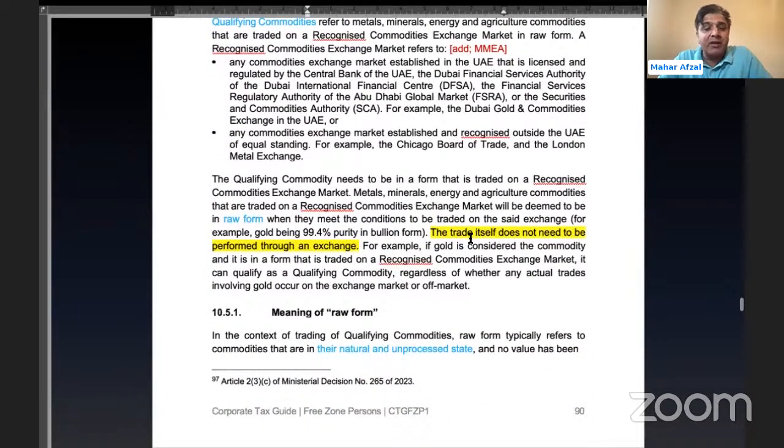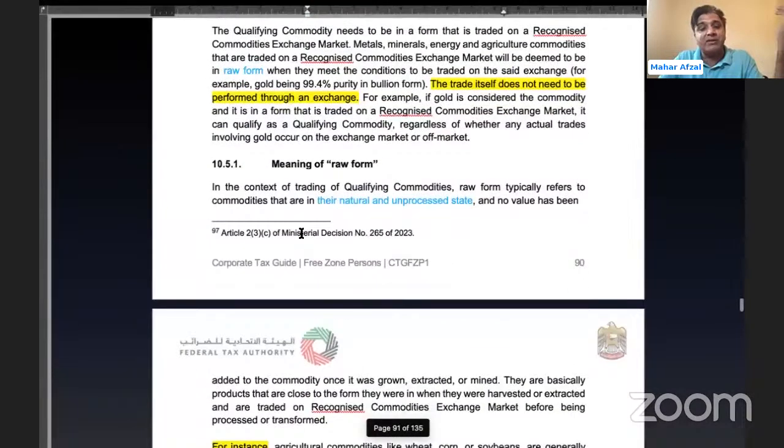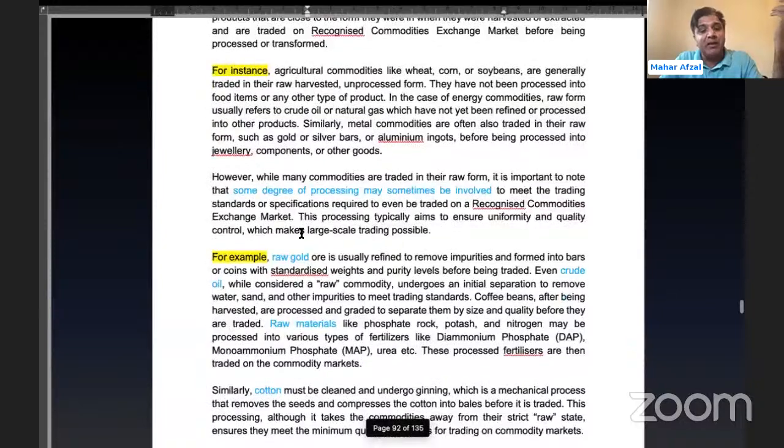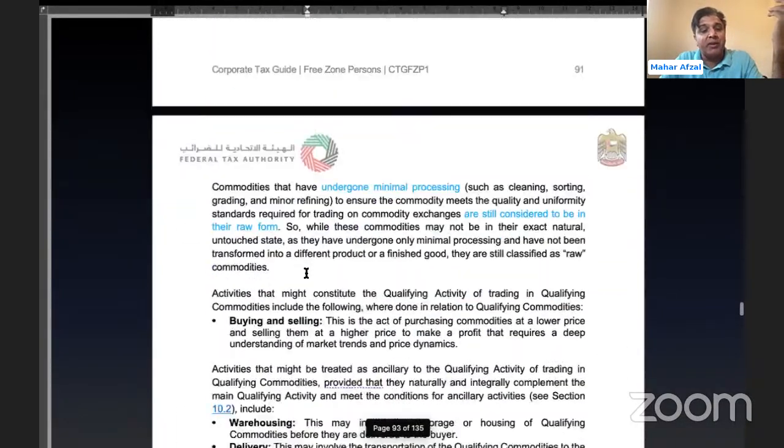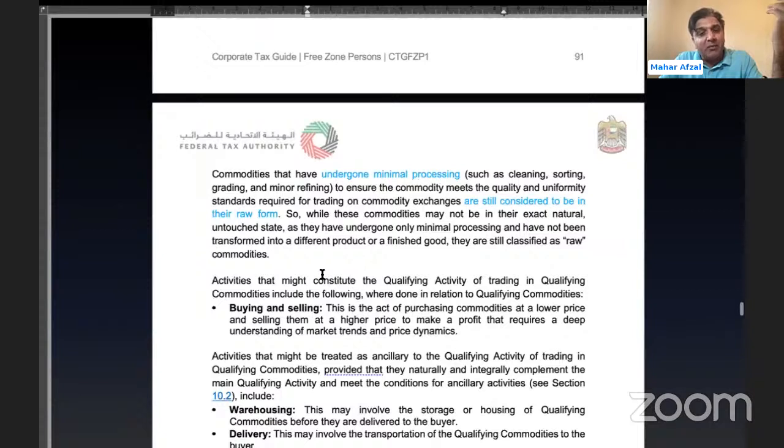This is the important thing I have highlighted. It's not basically out of the exchange, through the exchange. The important thing is you are buying and you are selling qualifying commodity, which is 99% purity in bullion form. Just to give an example of gold. In the same way, you can look at the various examples like raw gold can be there, raw material can be there, cotton can be there, HSN code be there, upgrade mineral. This is minor tweaking can be there, minor processing will be there.